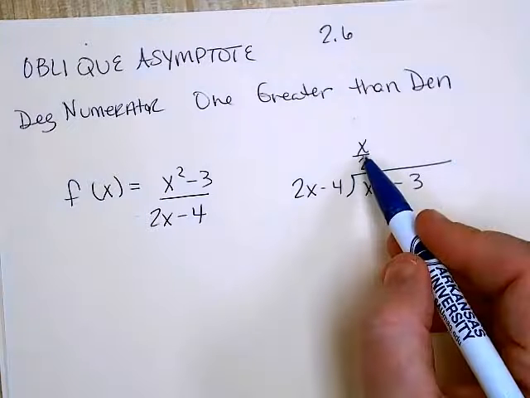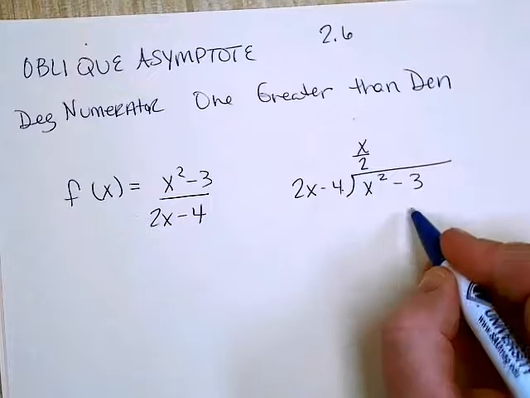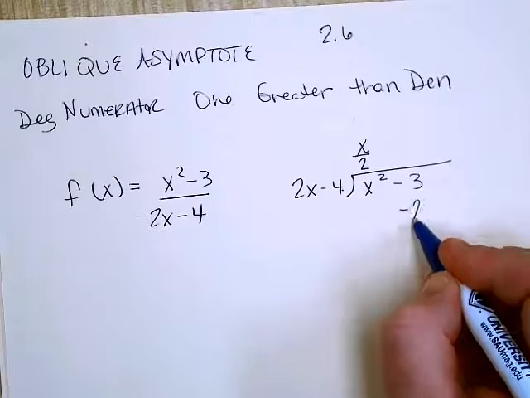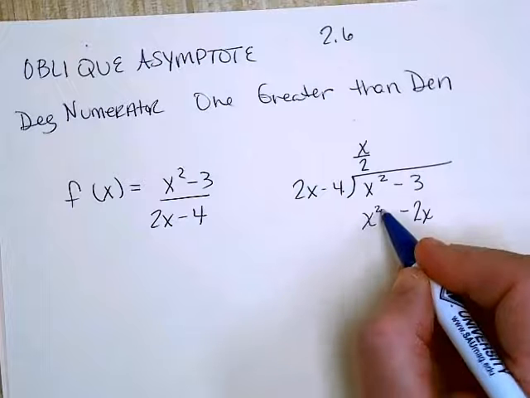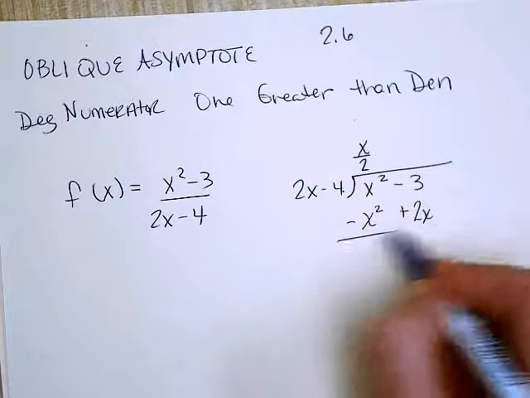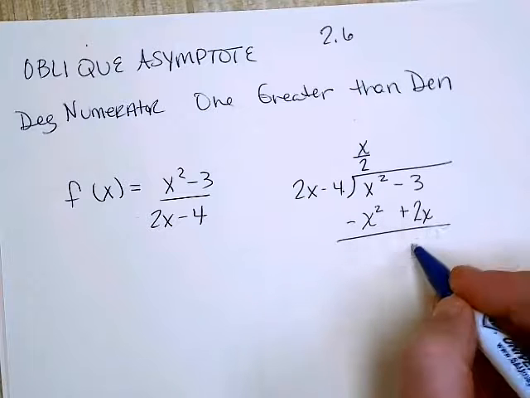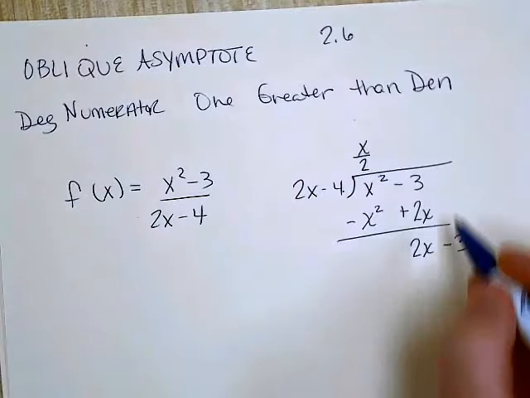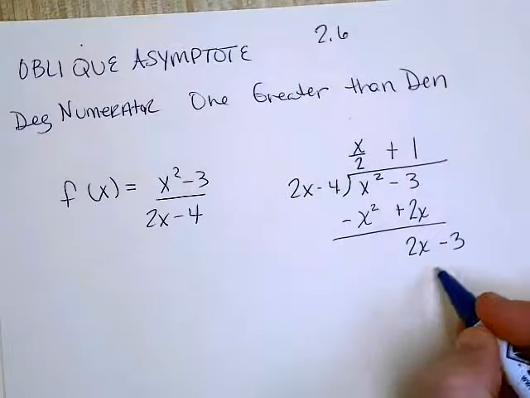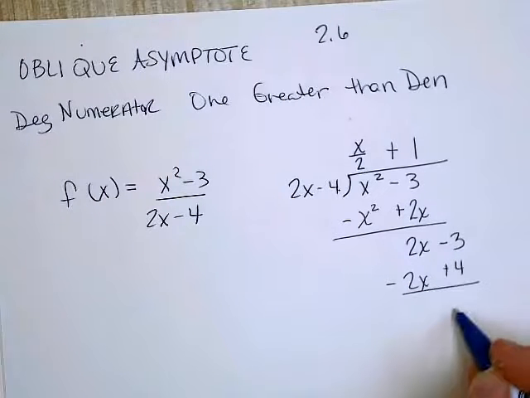So this is just plain old long division. X over 2 times negative 4 is negative 2x. And x over 2 times 2x is x squared. Change your signs. Those won't combine, so I end up with 2x minus 3. 2x goes in there one time. Get negative 4, 2x, change your signs, remainder of 1.